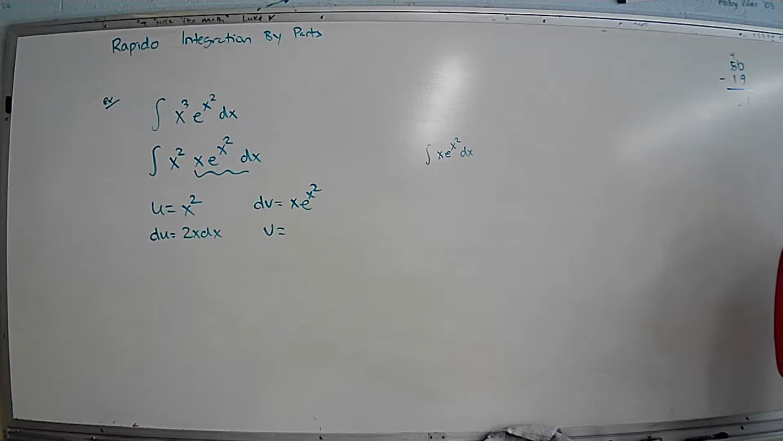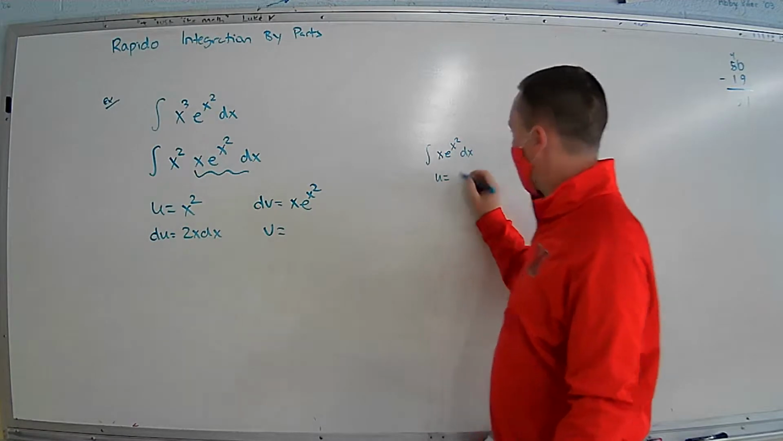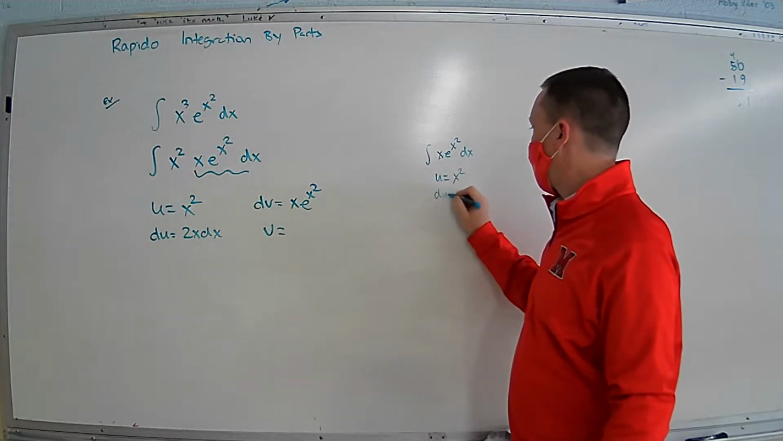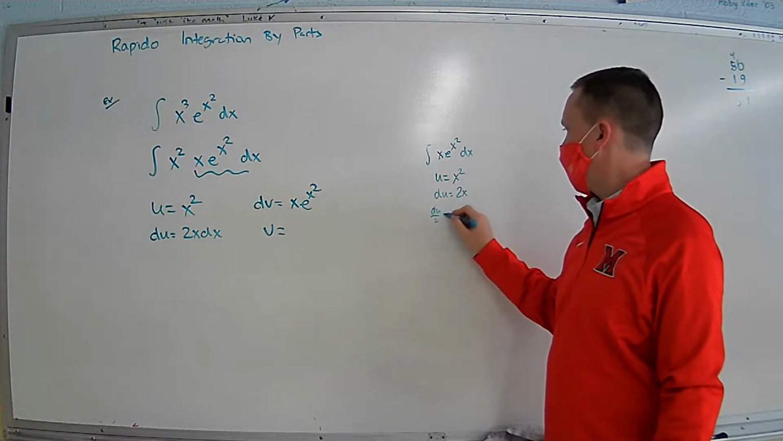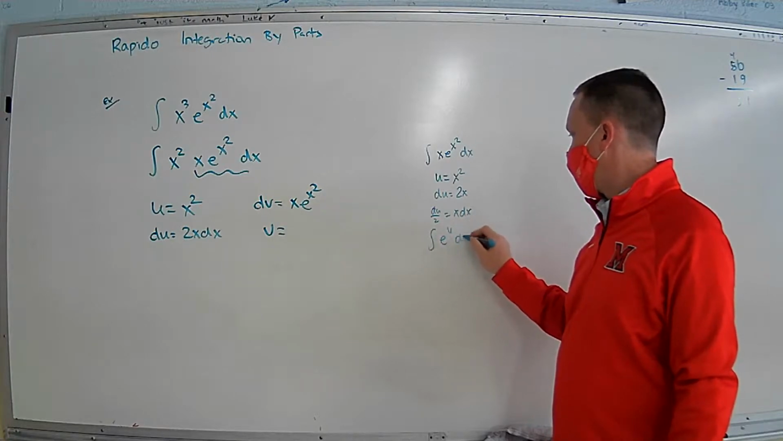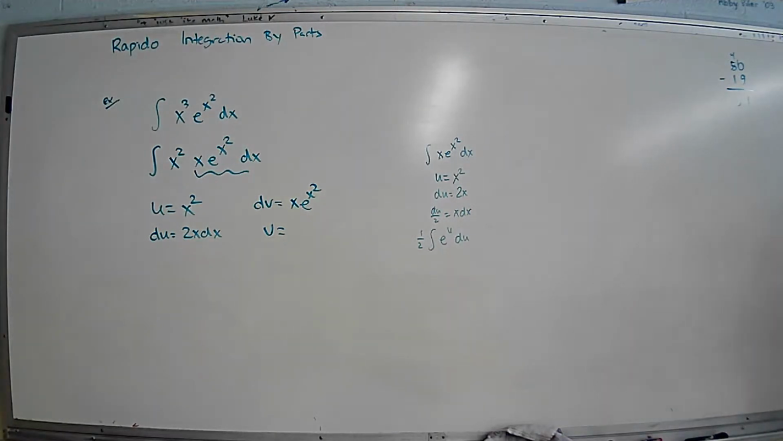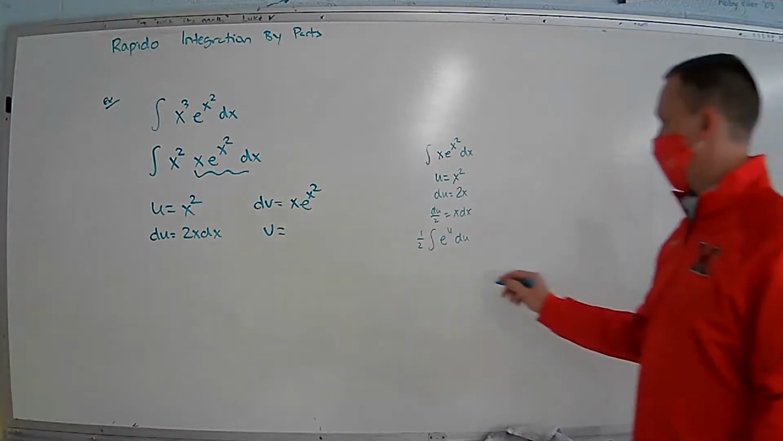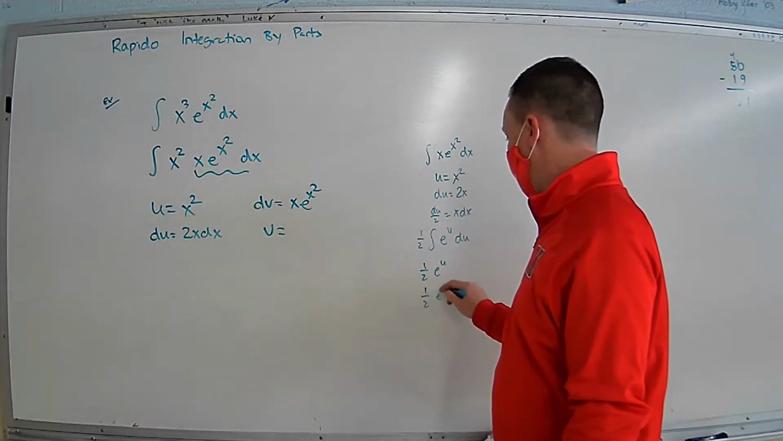No, you don't have to know that in your head. Just work it off to the side. No big deal. So here it is. u is x squared. du is 2x. So du over 2 is x dx. So this ends up being e to the u du over 2. And what's the antiderivative of e to the u? e to the u. So that's 1/2 e to the x squared.